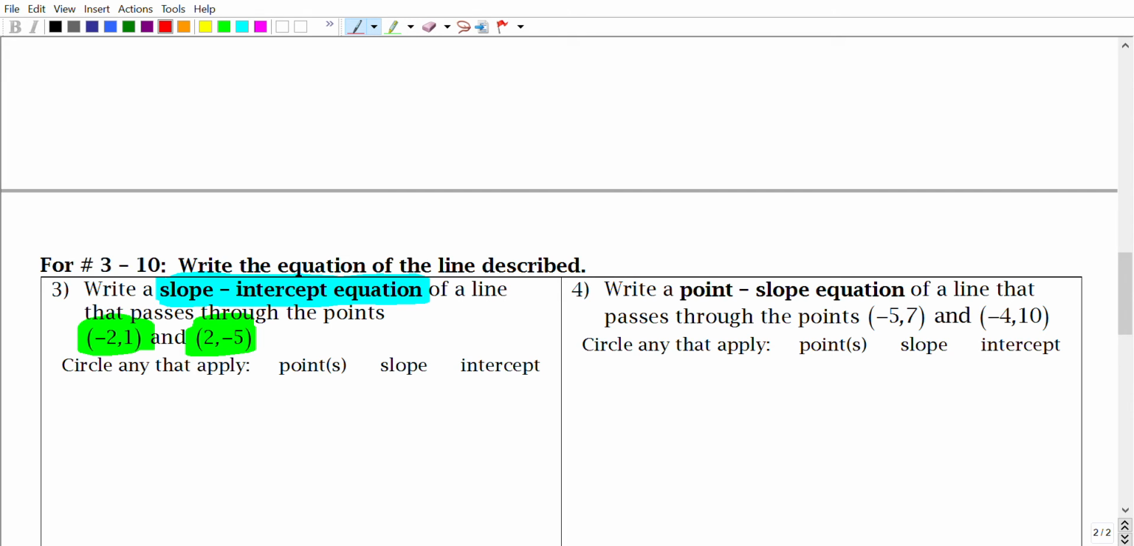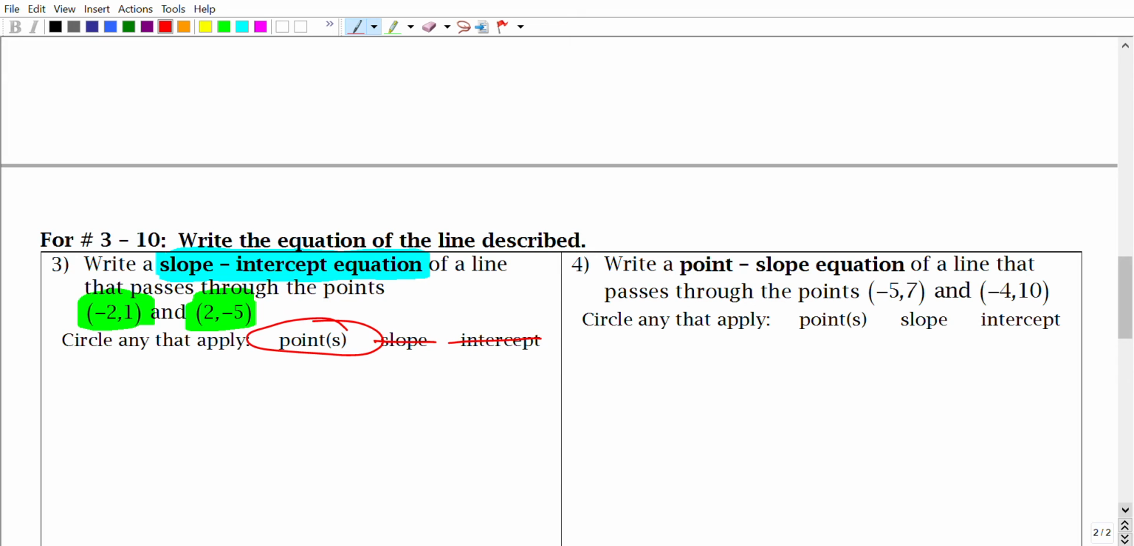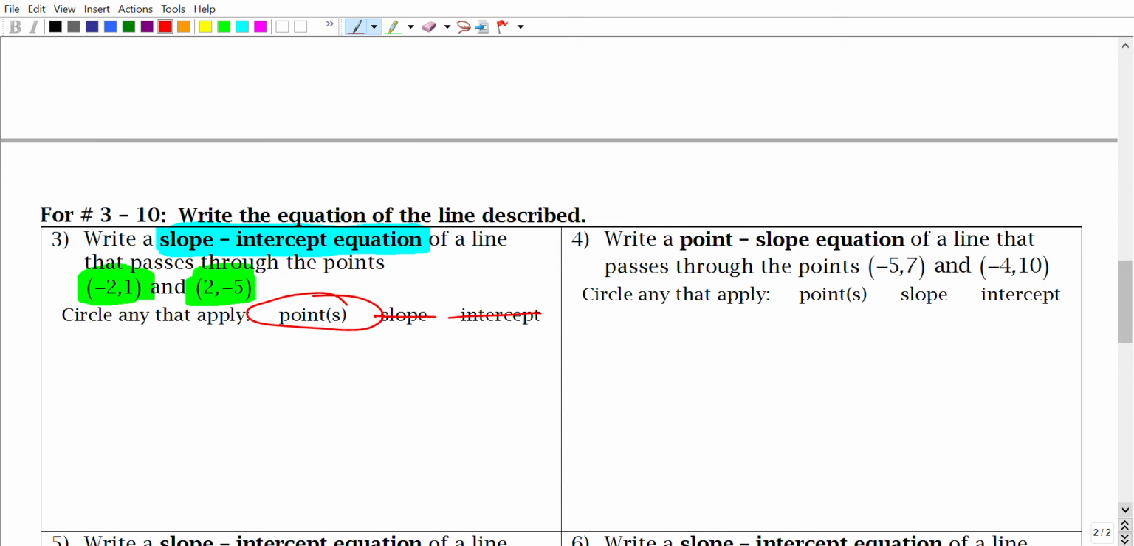Okay, so what information are we given? Let's identify that first, guys. Am I given a y-intercept? No. Am I given a slope? No. Am I given points? Yes, I am. So I only have points. And just like the example above, if you only have points, then you have to calculate your slope first, write a point slope formula after, and then go ahead and write your final slope intercept form. So let's go ahead and calculate our slope here.